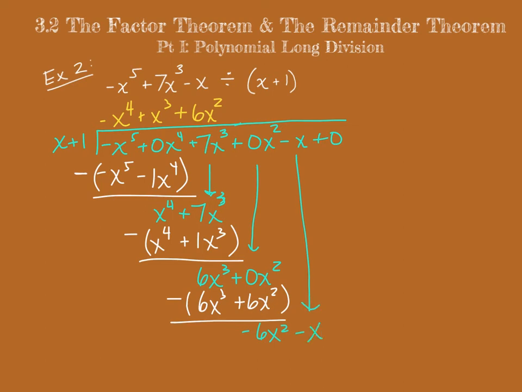Okay, our next step, we want to see the same thing. So we're repeating the process again. x times what gives us negative 6x squared? The answer is negative 6x. Then we multiply negative 6x through the divisor over here, distribute it through, and write it under here.